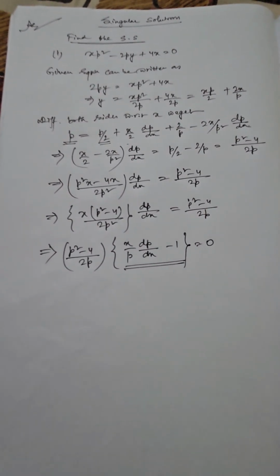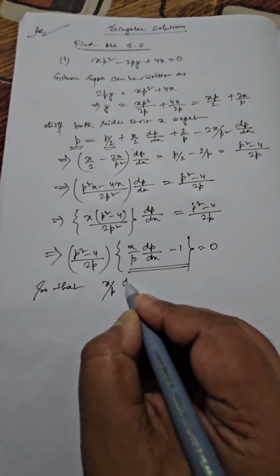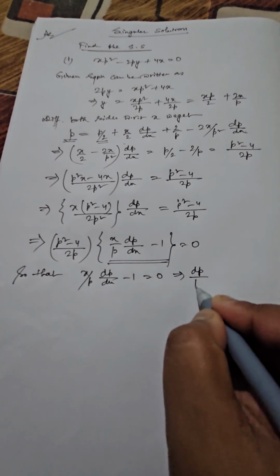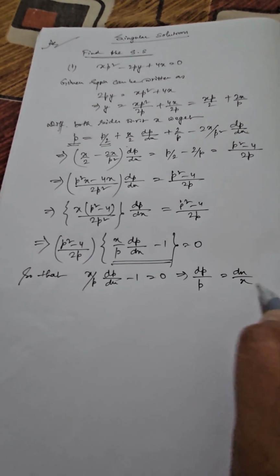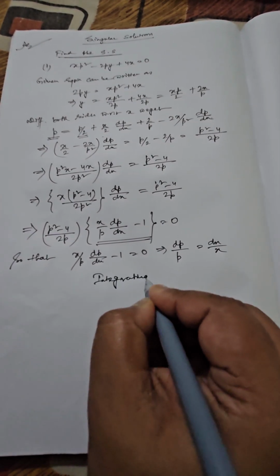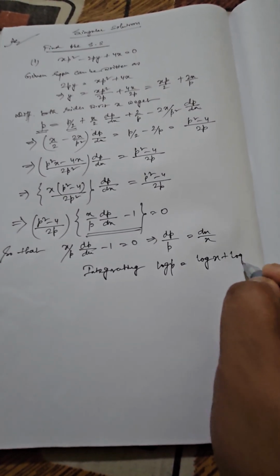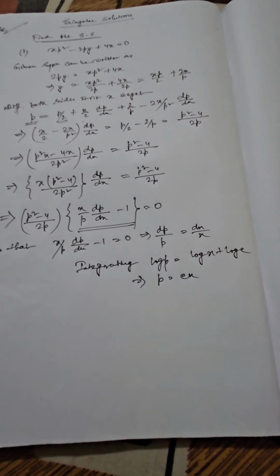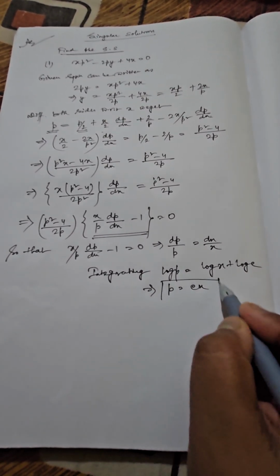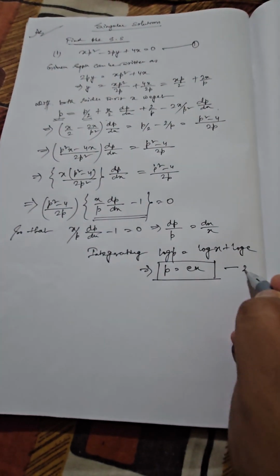We take this factor in order to find the general solution. So x by p dp dx minus 1 equal to 0, and from here dp by p equals dx by x. Now integrating we will get log p equal to log x plus log c, so that p equals cx. So you can see we have obtained another relation. For simplicity let us consider this as equation number 1 and this as equation number 2.